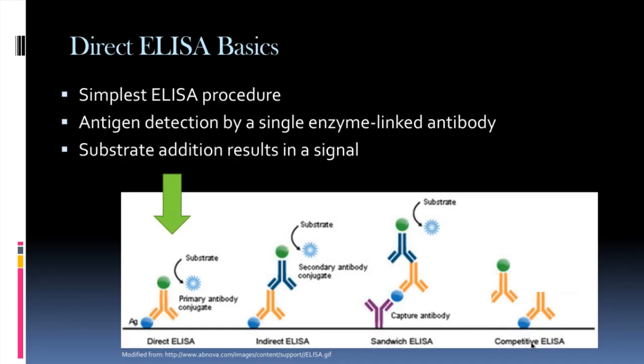So it's either going to produce a color change or chemiluminescence or fluorescence, and it will have a quantifiable intensity that is proportional to the amount of antigen or target protein that you started off with. So this is the basic procedure of an ELISA, and each one after this adds steps to the direct ELISA.